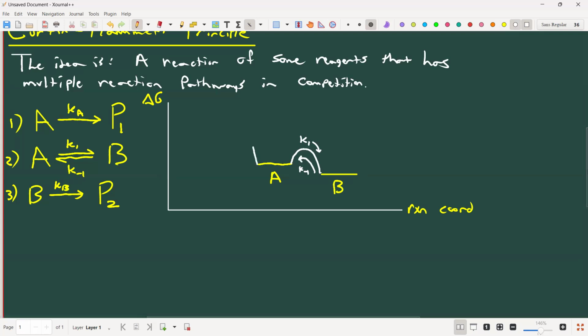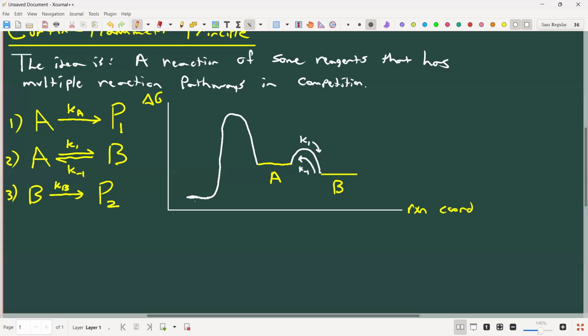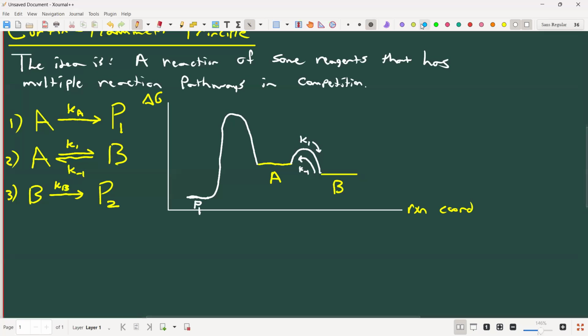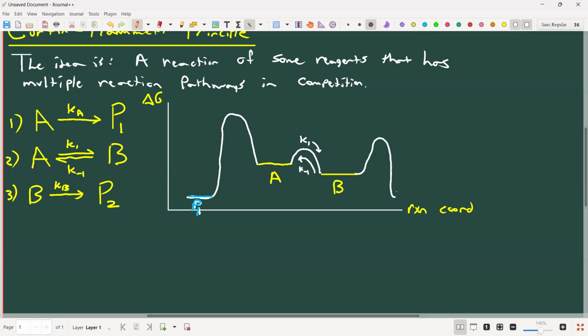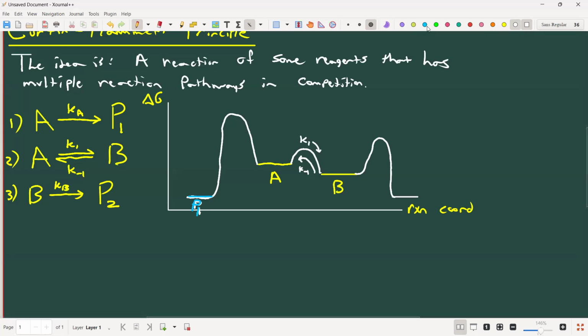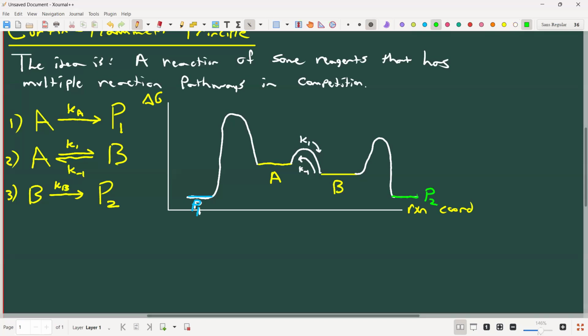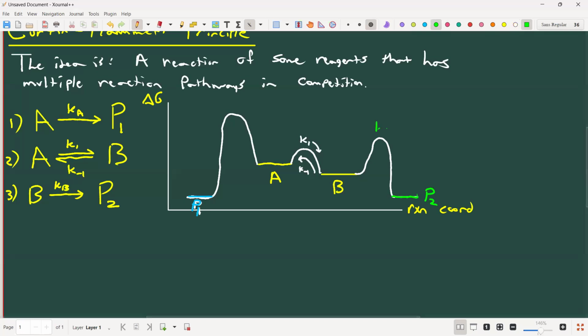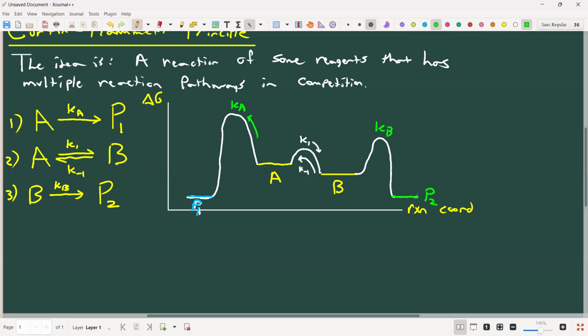Right? So we can imagine, for instance, that A has this large barrier here that forms P1. I'll do that in a different color for you. Right? P1 is here. And then maybe B forms a different product of some energy, P2. Okay. And of course, these have rates KB and KA to convert from B to P2.